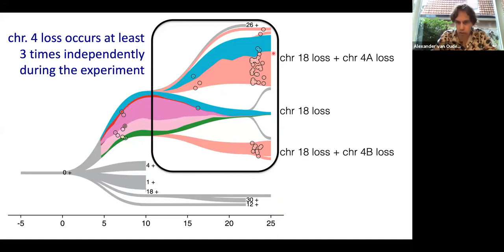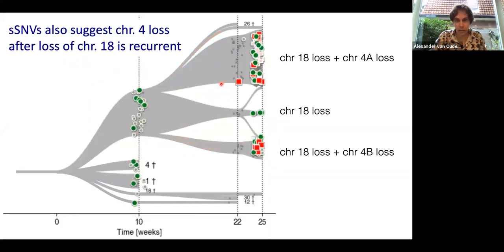But then also here you can find two lentiviral barcodes at the end, which means that these two founders lost both chromosome 4 independently. Or there is a very, very small probability that both 18 and 4 were already lost at the beginning of the experiment, but we didn't see that in the data, so that's unlikely. So we think what's happening is during these experiments, these chromosomes are lost recurrently quite often. And this is also confirmed by the somatic mutations.